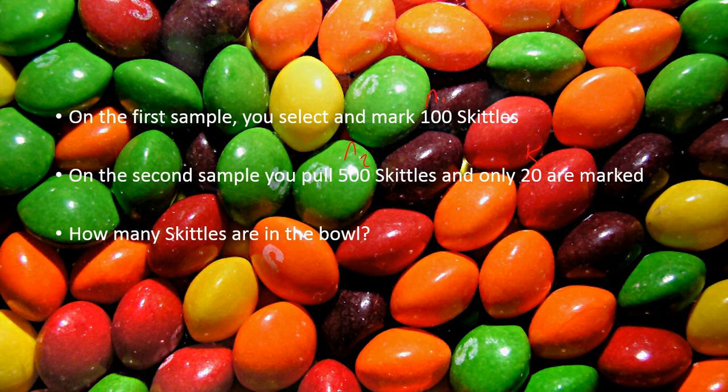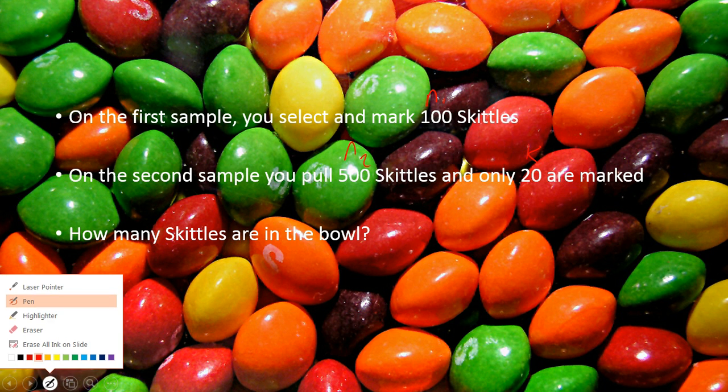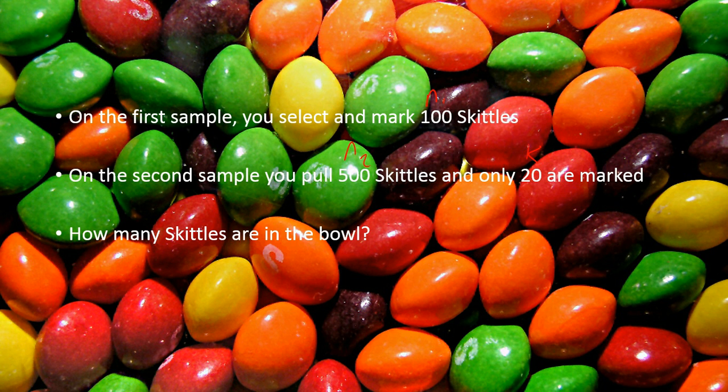All right. So now the question is, approximately how many Skittles are in this bowl? Well, we're going to set it up in our equation. We're going to go 100 times 500 divided by 20. And that gets us approximately 2,500 Skittles. So there's about 2,500 Skittles in this bowl that we have that's filled with M&Ms and Skittles.